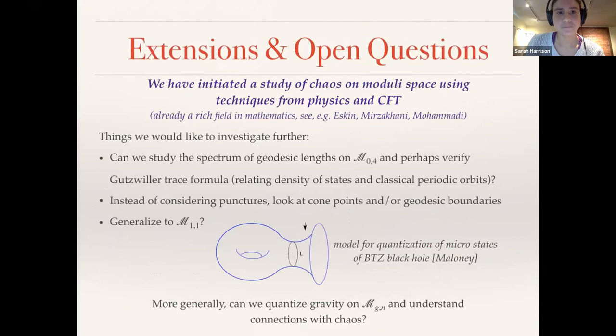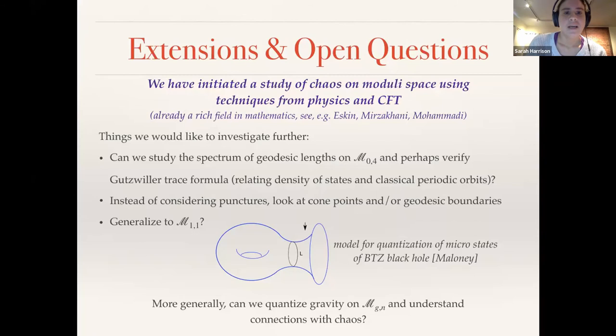Okay, so those are all the preliminary results that I'd like to show you. So I'd just like to end with some extensions and open questions that we'd like to explore. So the main summary is the following. We've initiated a study of chaos on moduli space, which is in fact quite an old subject and a very rich field in mathematics. But I think what we are adding here is the idea of using techniques from physics and conformal field theory, particularly Liouville theory in the case that we're looking at, to study this problem.